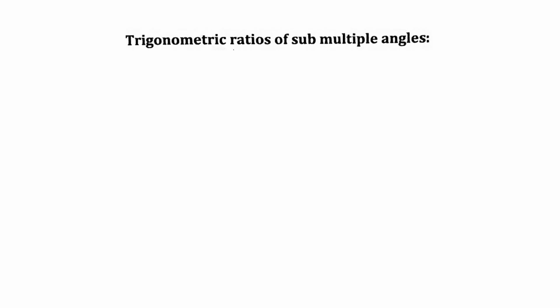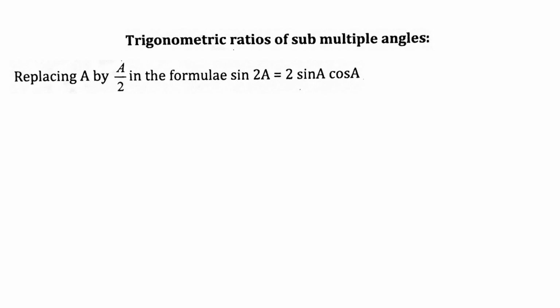Now some formula. In previous class, I have discussed many formula of trigonometry. Now I'll discuss submultiple angles. Replacing a by 2 in the formula sin 2a equal to 2 sin a cos a. You know the formula sin 2a equal to 2 sin a cos a. Also, you know the formula cos 2a equal to cos square a minus sin square a.